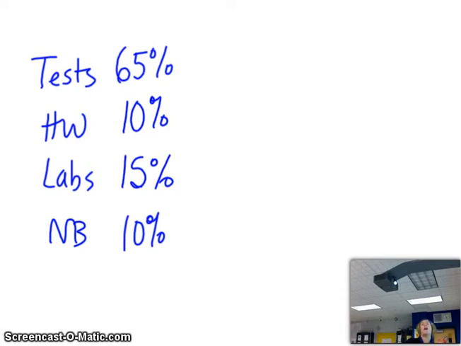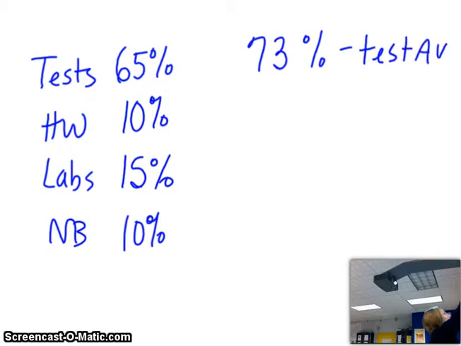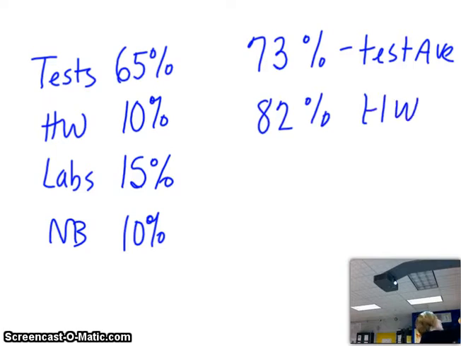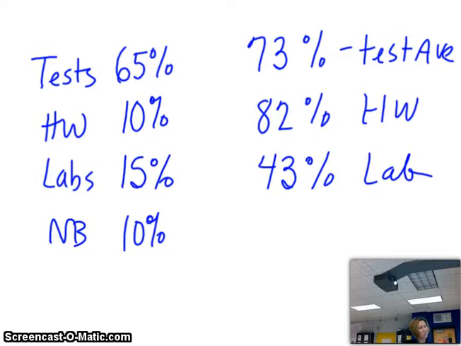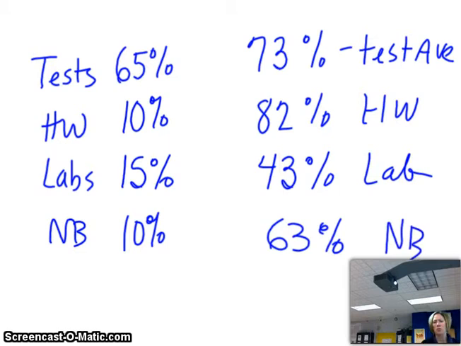So let's say you are in my class, you're a student, and your test average for the marking period is a 73. Okay, that's your test average. And your homework average is an 82. And your lab average, let's say you're really lazy and you don't turn your labs in, your lab average is a 43. And your notebook, if you don't turn in labs, chances are you're not real organized and your notebook's kind of messy. So let's say your notebook is a 63. I just made those values up. There's nobody I'm talking about in class, for the record. This does not represent anybody's grade.